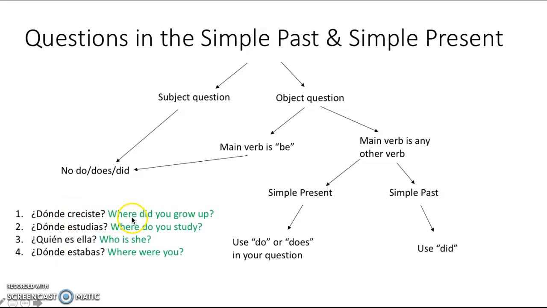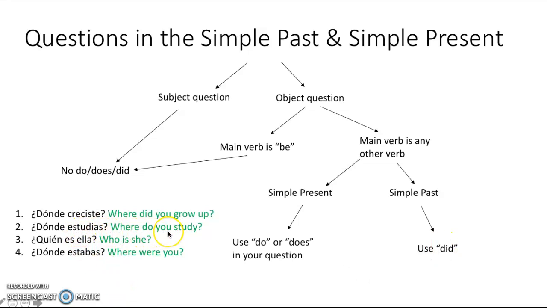So, ¿dónde creciste? Where did you grow up? We might imagine the answer as "I grew up in Bogotá." Bogotá is at the end of the sentence, so that's the object, so we know it's an object question. Grow up, crecer, is the verb, so any other verb. What tense is it? Simple past, so we use did, right?